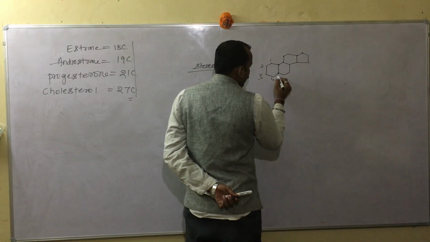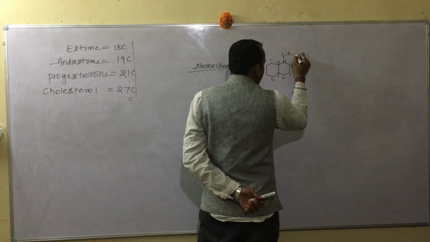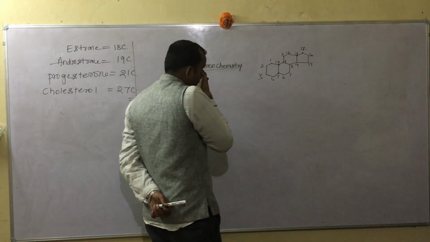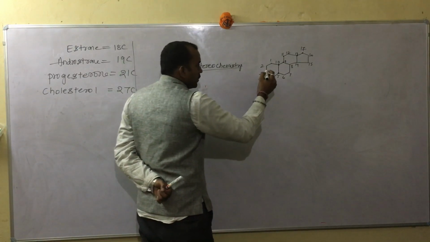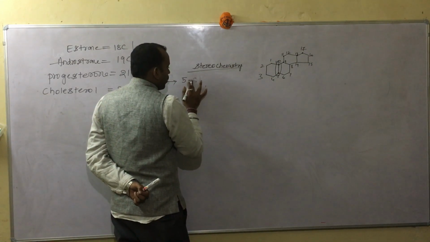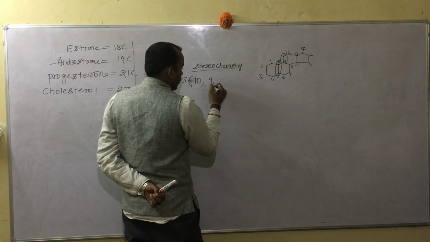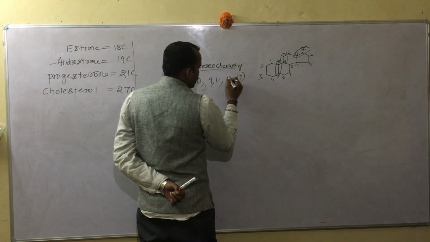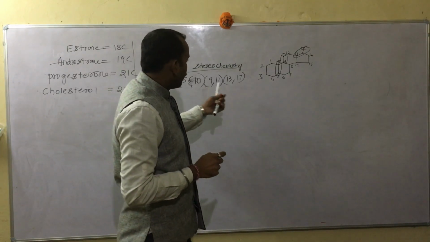1, 2, 3, 4, 5, 6, 7, 8, 9, 10, 11, 12, 13, 14, 15, 16 and 17. So whenever there is synthesis of steroids, there is always fusion between 5 and 10, 9 and 11, next one is 13 and 17. So this is the synthetic fusion between the rings whenever there is a synthesis of steroids.